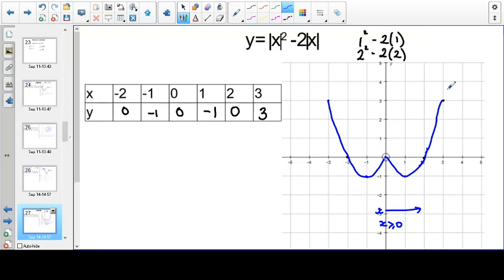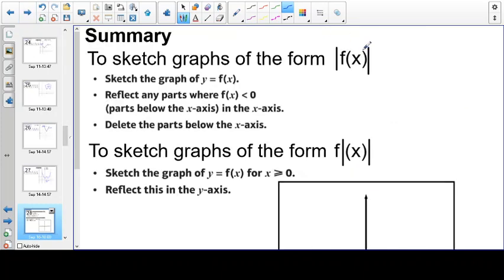And then you've got the other type where x is positive the graph exists, where x is negative it's a reflection in the y-axis. Okay, so just to summarise, to sketch graphs of the form modulus f of x, sketch the normal graph and then reflect any parts where the y coordinates are less than 0 in the x-axis, and then delete the bits that you don't want. To sketch graphs of the form f mod x, sketch the graph of y equals f of x for x greater than or equal to 0 and then reflect that in the y-axis.